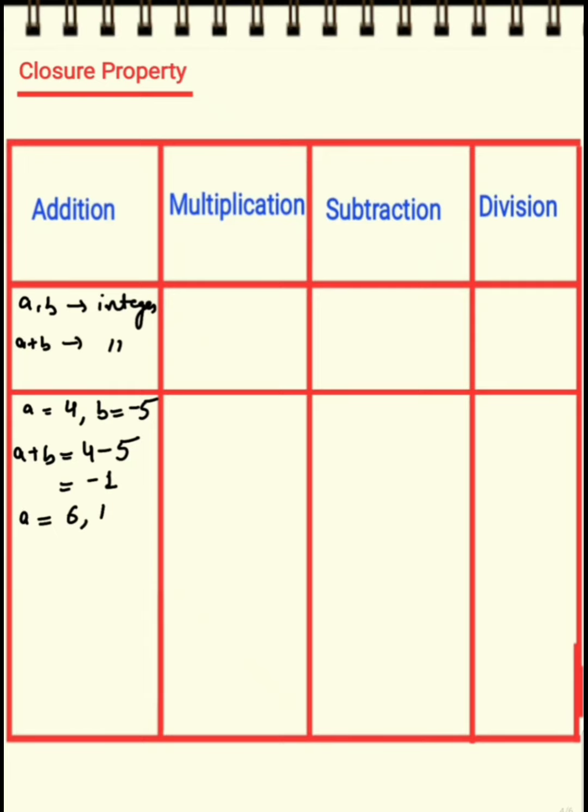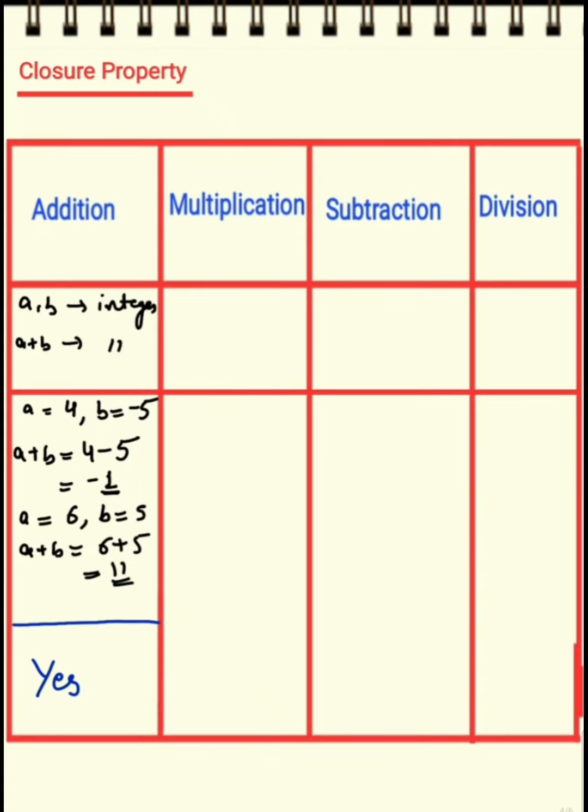We can take one more example. a is equal to 6 and b equal to 5. Then a plus b is equal to 6 plus 5, which is equal to 11. This is an integer. This -1 is also an integer. So we can say that integers are closed under addition.